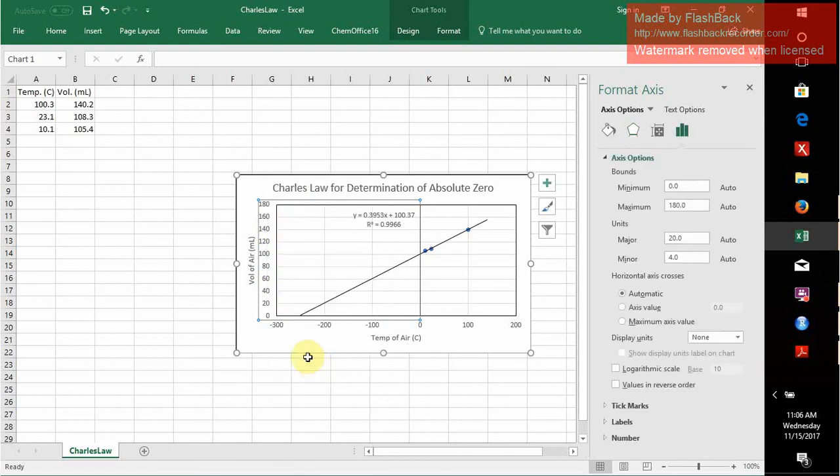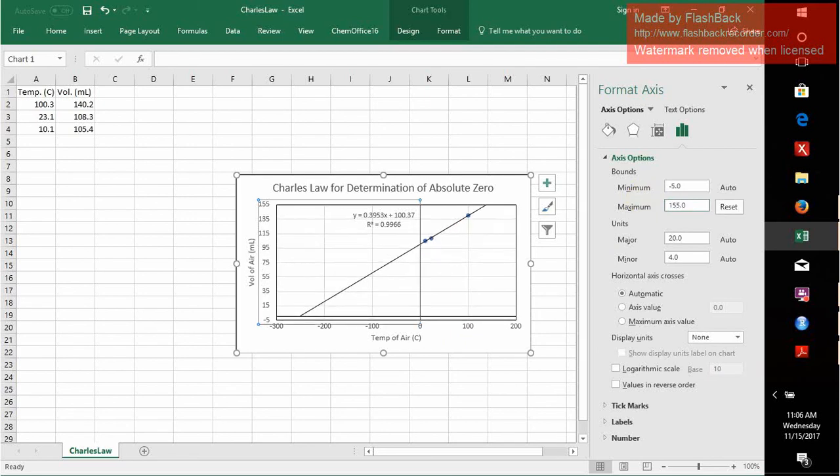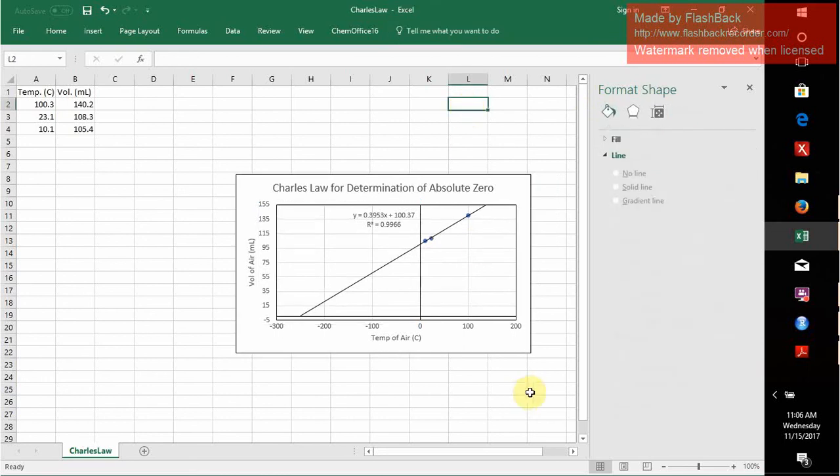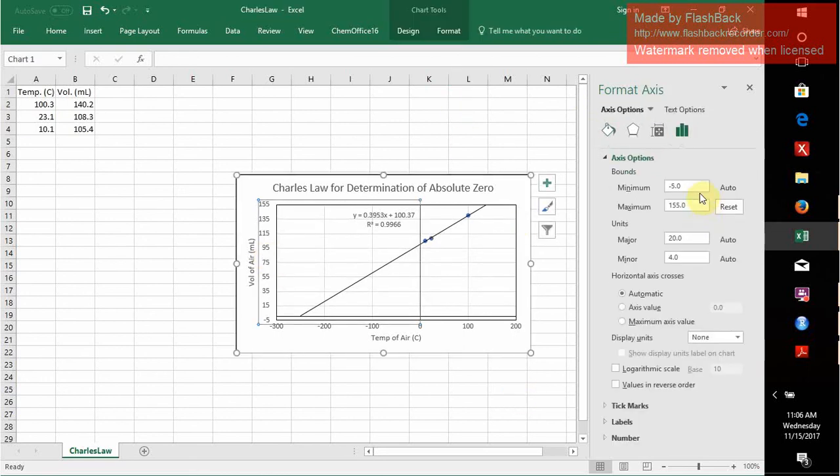The y-axis. So I want to make the maximum now. Let's make the maximum 155. Let's see how that looks. And let's make the minimum again 0.